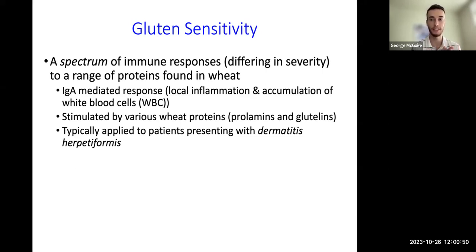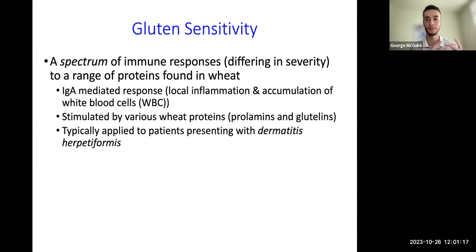So gluten sensitivity specifically responds with immunoglobulin A, which is going to cause local inflammation, so swelling in the area where it is found, and an accumulation of white blood cells. And white blood cells are there to kill off the invaders and destroy any damaged tissue to make sure those invaders aren't spreading.